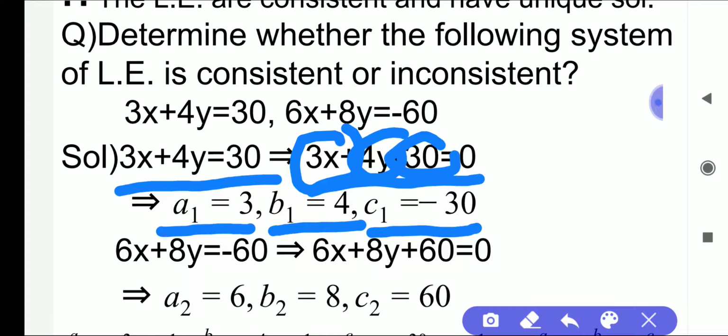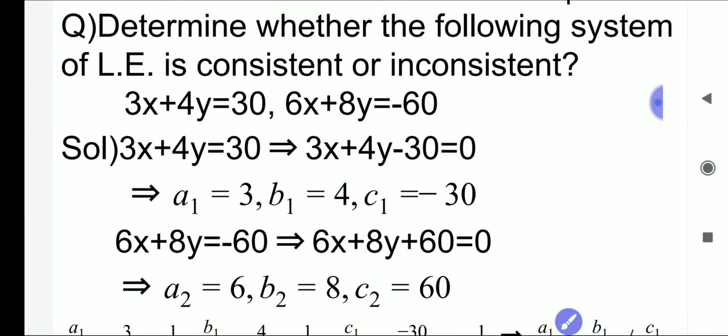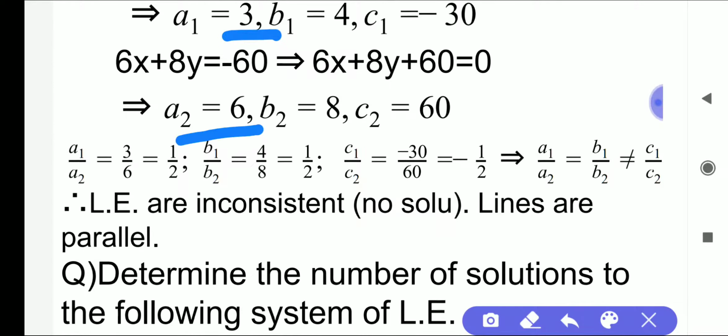Similarly, the second equation, 6x plus 8y minus 60 is equal to 0 becomes 6x plus 8y plus 60 is equal to 0. Now here a2 is 6, b2 is 8 and c2 is 60. Now a1 by a2. a1 is 3 and a2 is 6. So a1 by a2 is 3 by 6. By simplification we get 1 by 2.